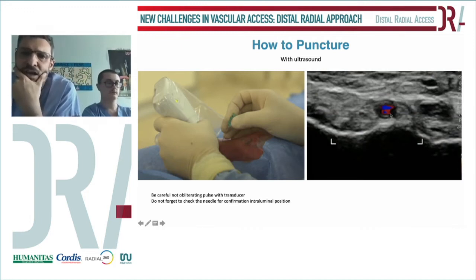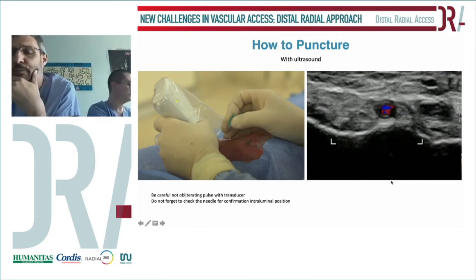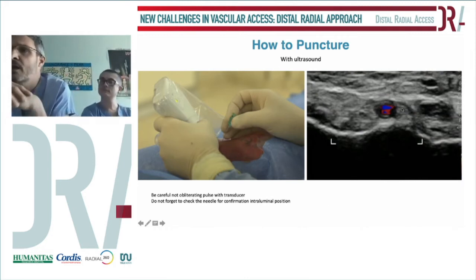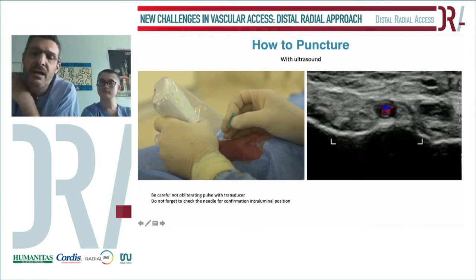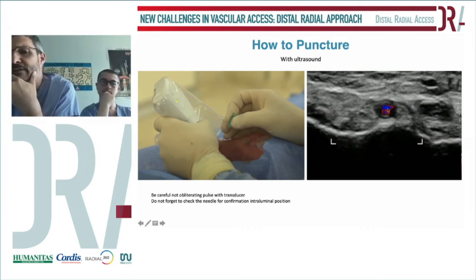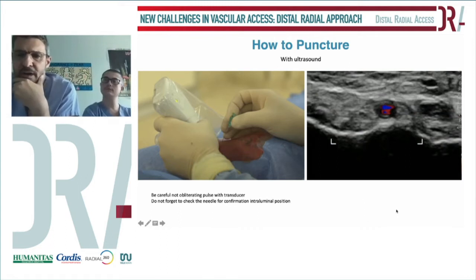But we don't forget to check the needle for confirmation of the intraluminal position, because sometimes the needle could go subintimal, and with the ultrasound it's not so easy to identify a subintimal progression of the needle. So once you check with the ultrasound the correct puncture of the vessel with the needle, you also have to check the backflow in order to be sure of the intraluminal position of the needle.